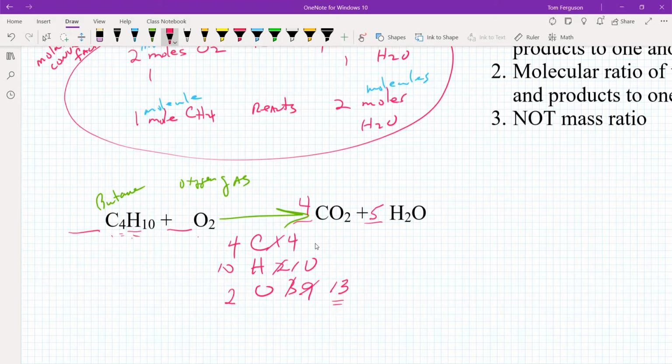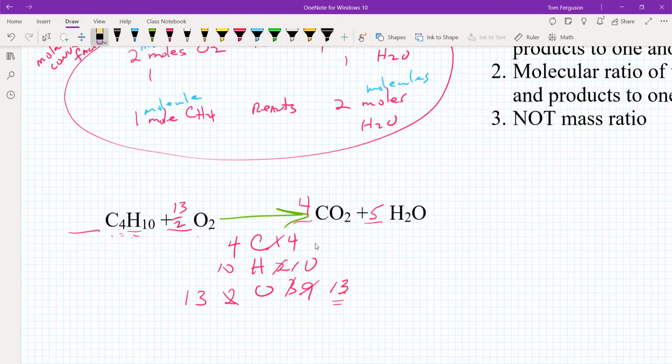Okay, so what do we multiply 2 by to get 13? Well, if we multiply 13 over 2 times 2, we end up with 13. So our equation now is balanced. However, there's an issue. The issue is fractional coefficients. We have to get rid of the fraction. Does anyone know how to get rid of the fraction in front of the oxygen gas?